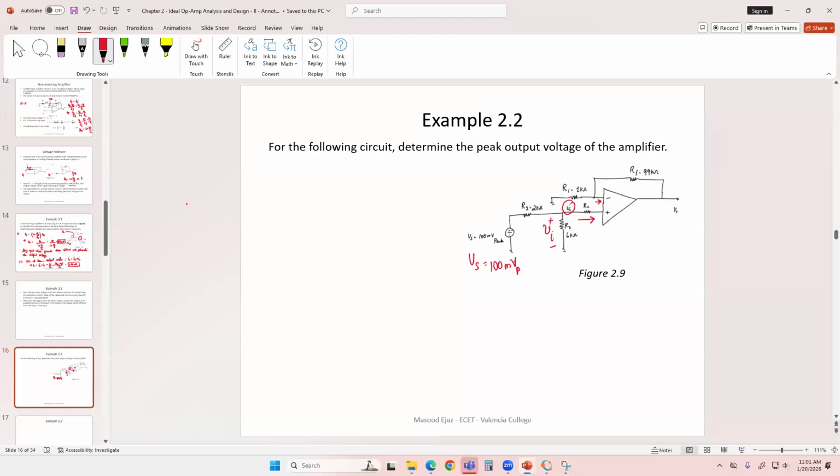So what will be the voltage Vi? So I positive is equal to 0. What is the voltage at Vi? How are we going to calculate that? Voltage division simply between R3 and R2. The voltage across R3 is the voltage division between R3 and R2. So V input is equal to R3 over R3 plus R2 times Vs.